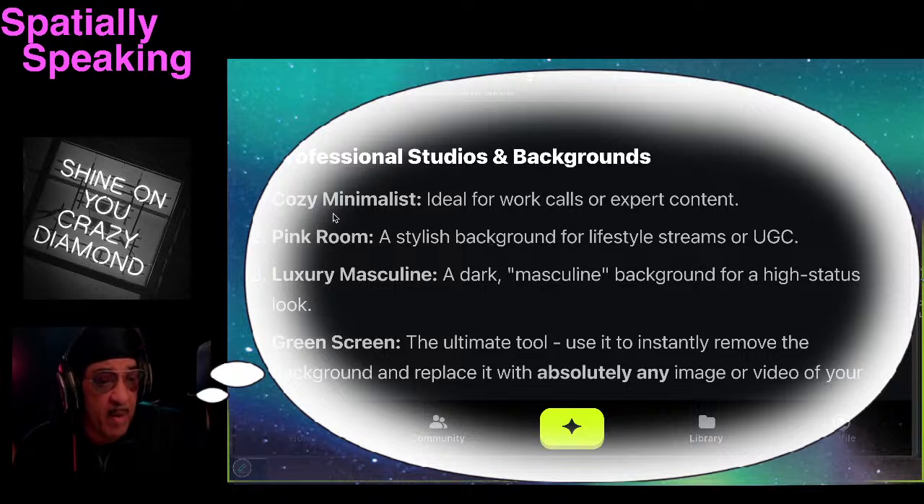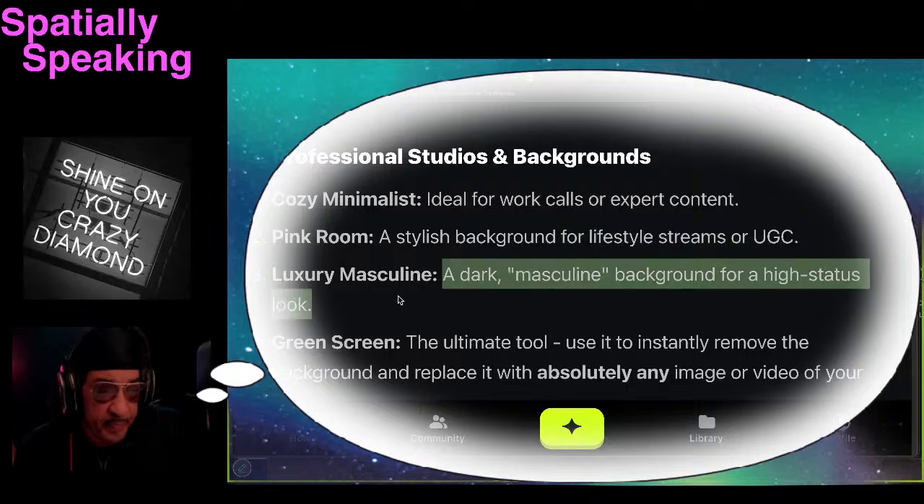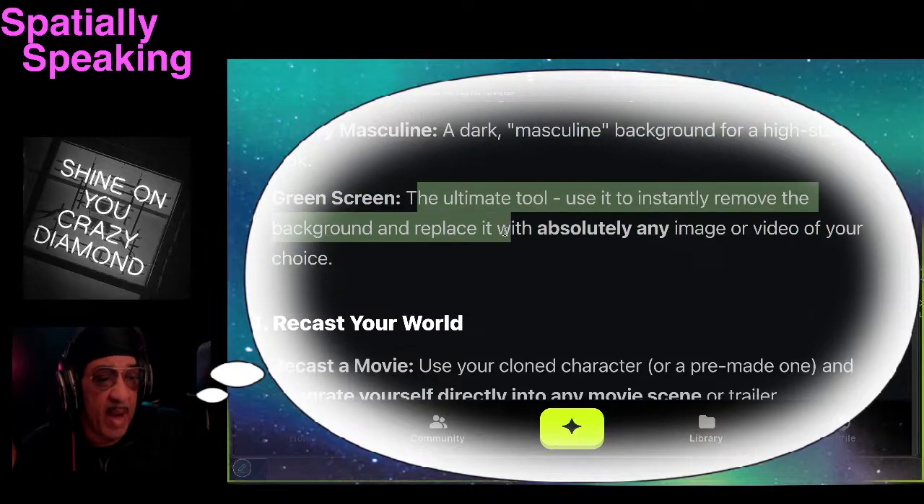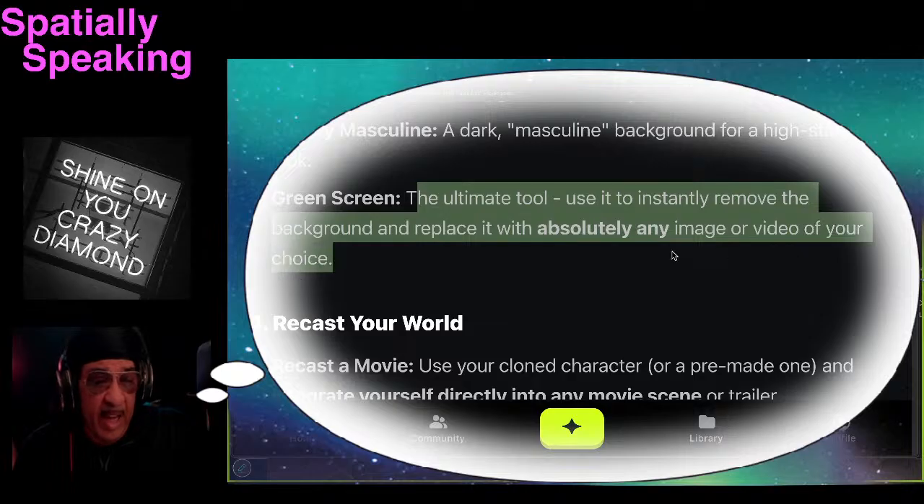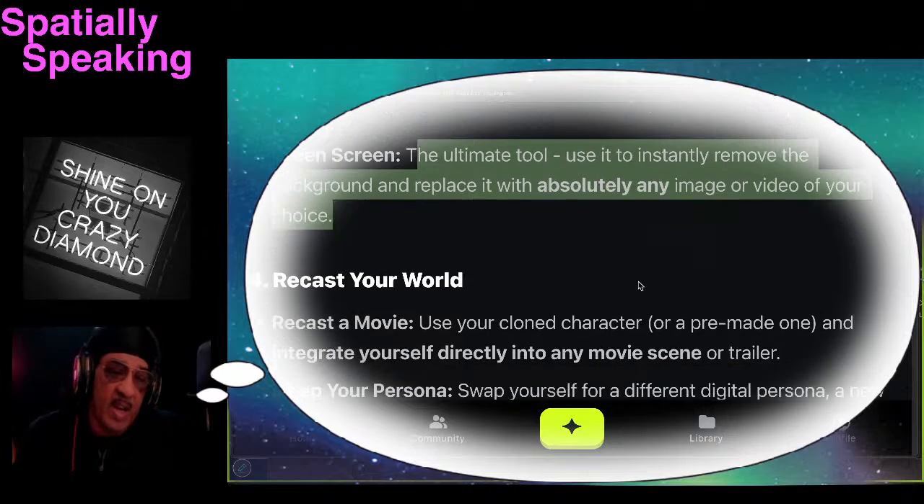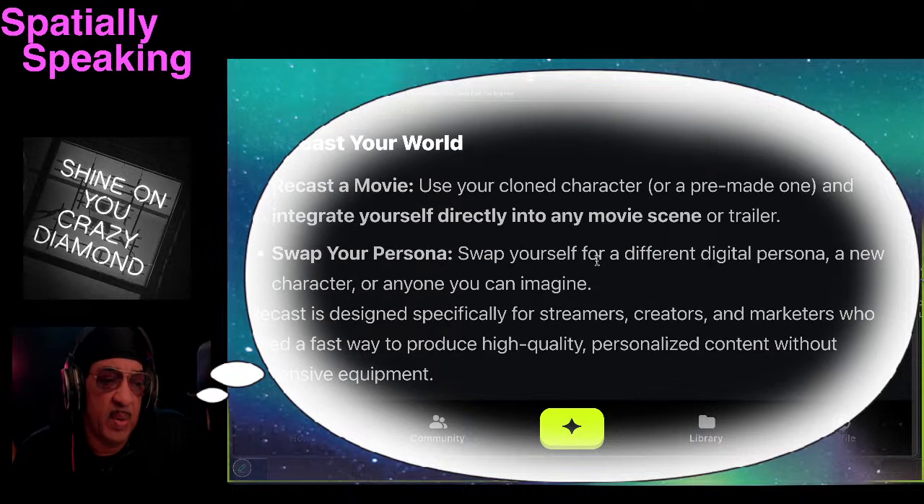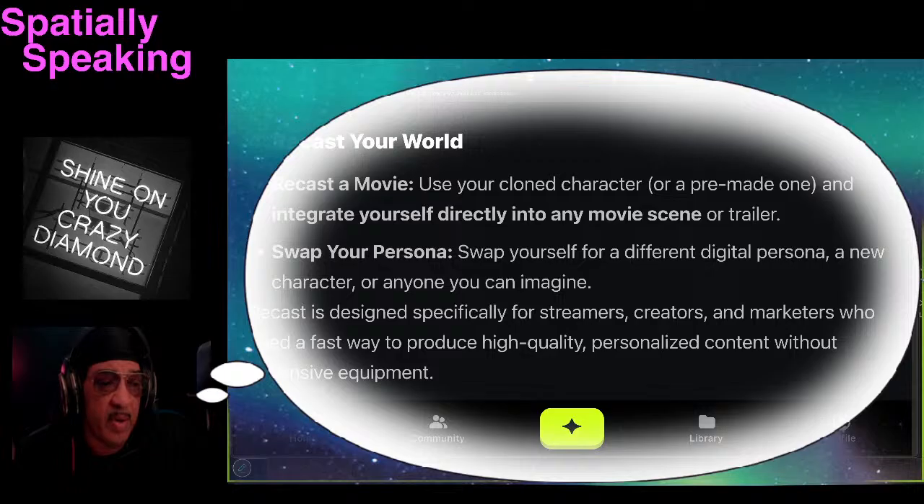Professional studios and backgrounds. Cozy minimalist, ideal for work calls or expert content. Pink room, a stylish background. Lifestyles of UGC. So apparently we can place characters into different scenarios. Luxury masculine. Green screen, the ultimate tool. Use it to instantly remove the background and replace it with absolutely any image or video of your choice. I don't want to focus on things I don't want to do, but that's kind of an overview of what we could do.